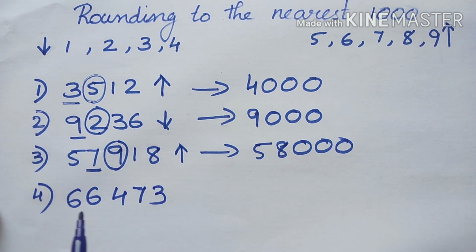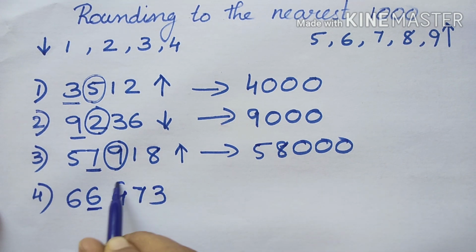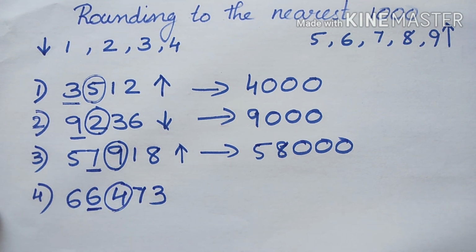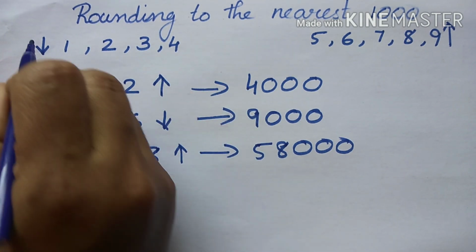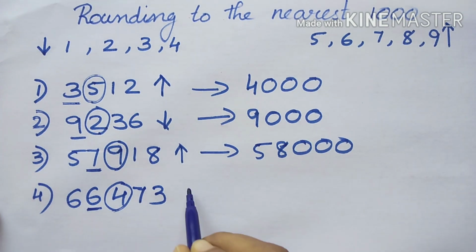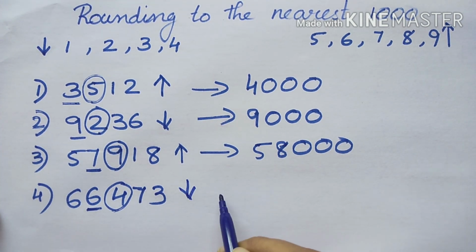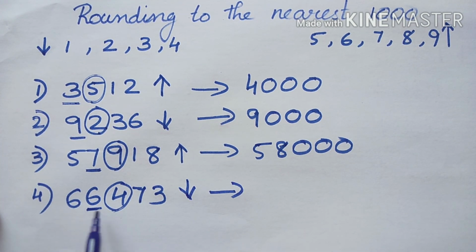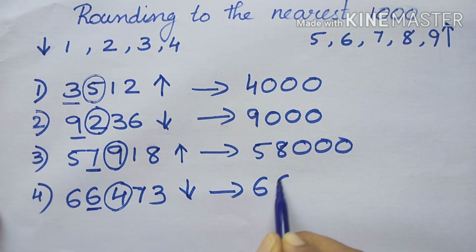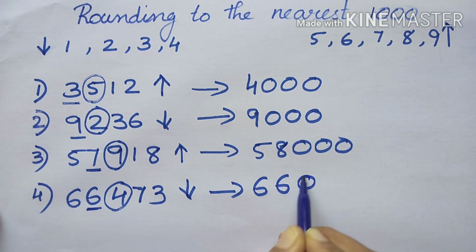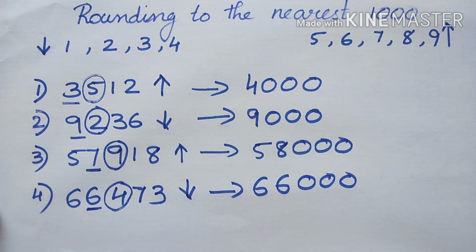66,473. Underline the number in the thousand place. Look at the number right to that number. It is 4 and it is less than 5. So you have to round down. The number before thousands place, you can write it as same itself. Then 6, you have to round down. Round down means you can write the same number, 6 itself. Balance, you write it as 0. Okay.